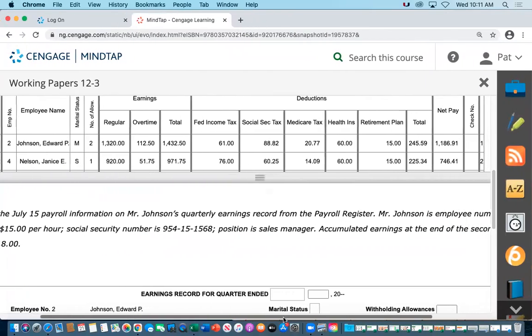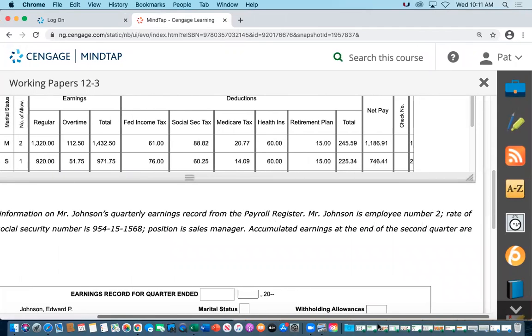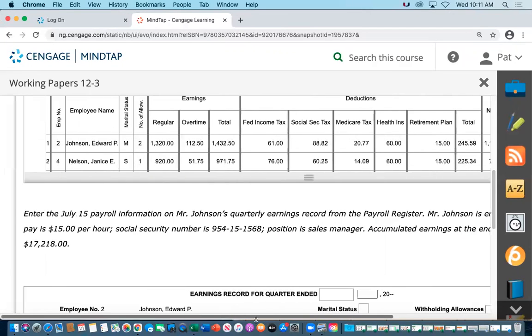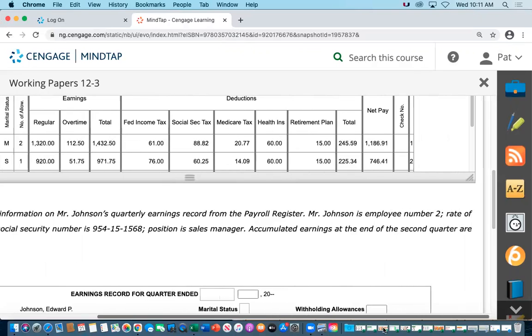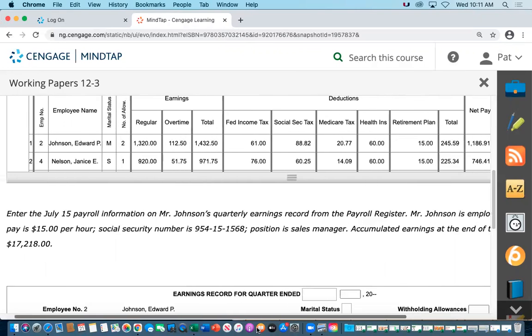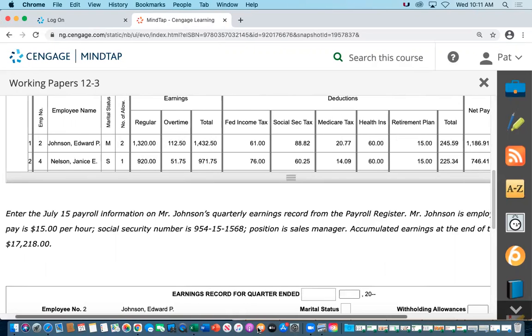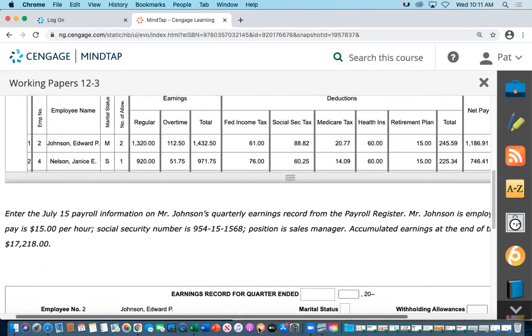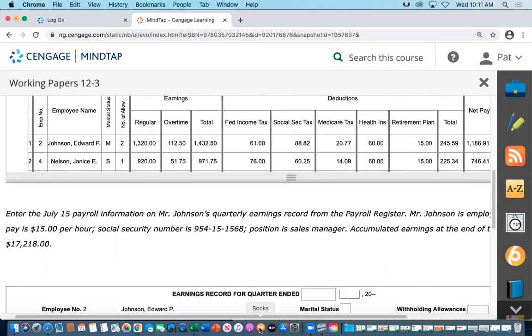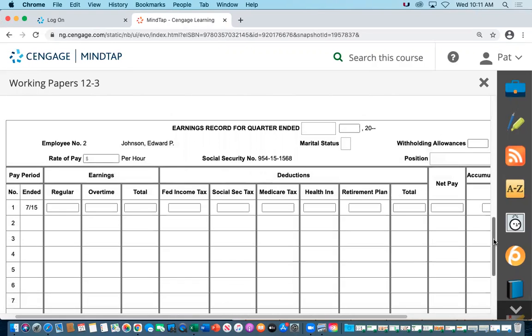It says enter July 15th payroll for Mr. Johnson's quarterly earnings. Mr. Johnson, employee number 2, $15 an hour, sales manager. Accumulated earnings at the end of the second quarter are 17,000. People start thinking second quarter, 6 months. That means we're through June. They tell us the payroll is for July 15th.